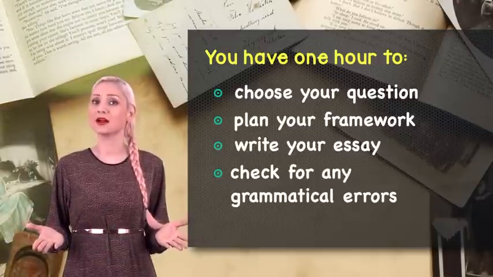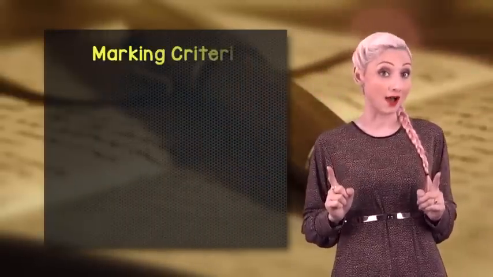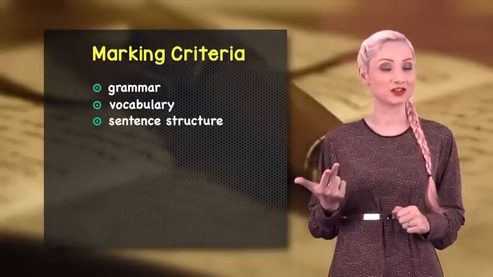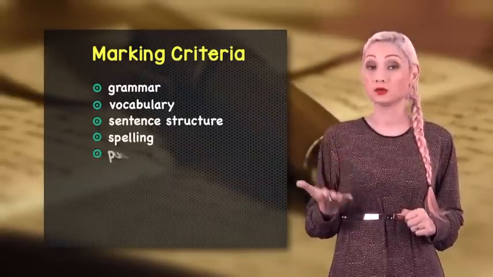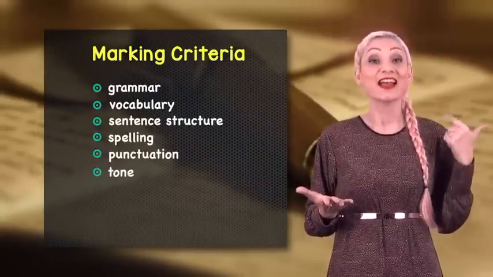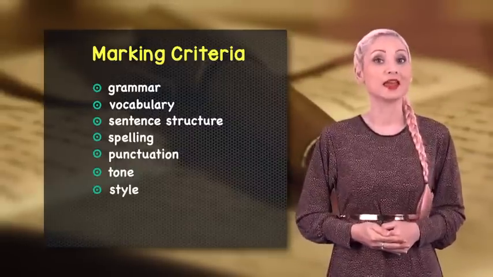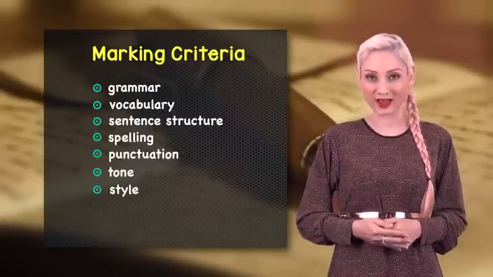So how does the examiner mark your essay? Normally, the examiner will mark your essay based on impression. This means there is no fixed formula. However, they will evaluate your essay based on several criteria, which are grammar, vocabulary, sentence structure, spelling, punctuation, tone, and style. Based on these criteria, they will determine suitable marks for your essay.